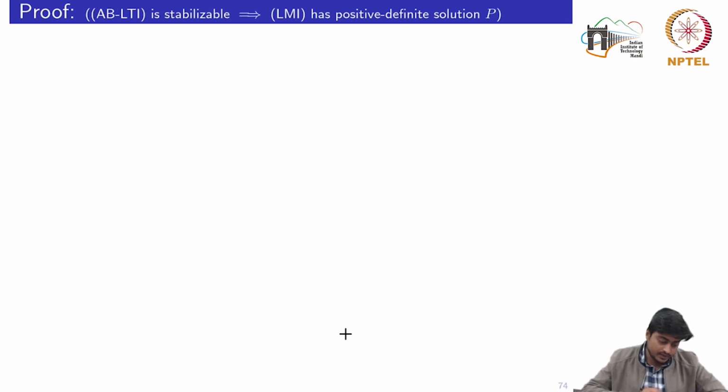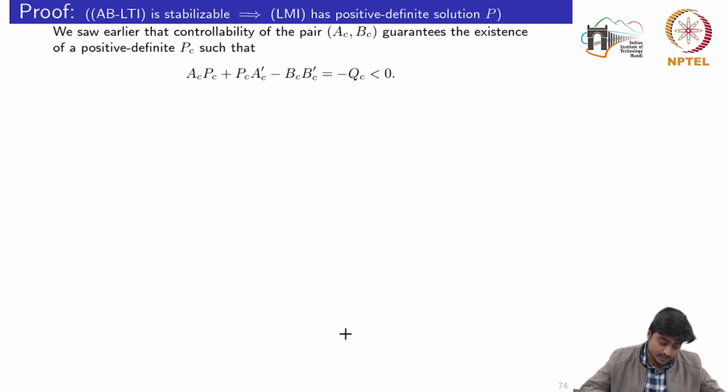The other direction of this implication is that if the pair AB is stabilizable, then the LMI has a positive definite solution. So we already know that the pair AB is stabilizable, and if AB is stabilizable, we can decompose it into the controllable part and the uncontrollable part. Stabilizable means that all the eigenvalues of the uncontrollable part are on the left hand side. So we'll go step by step.